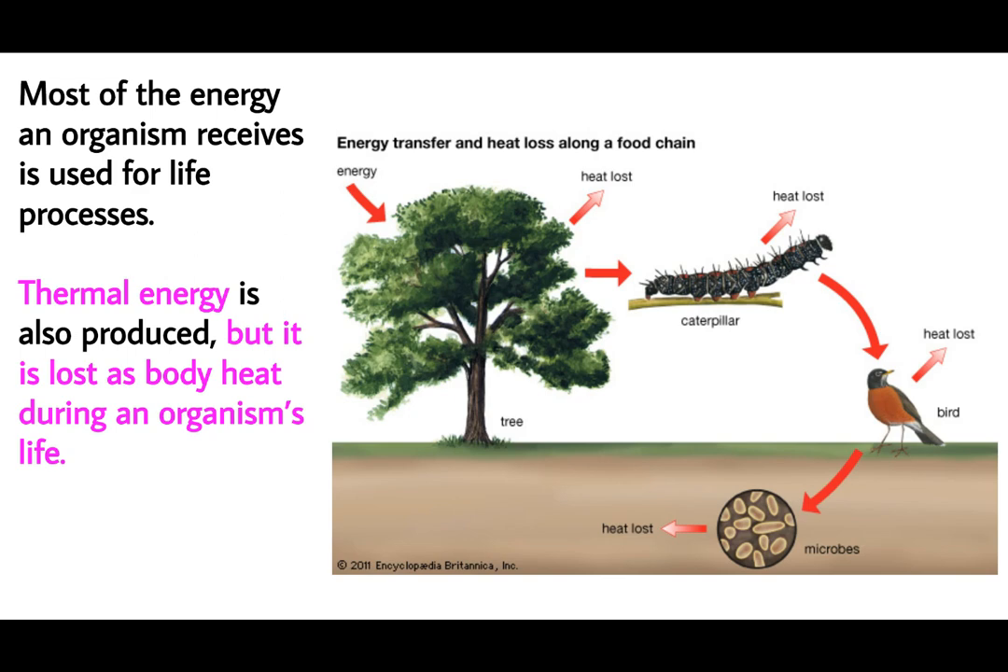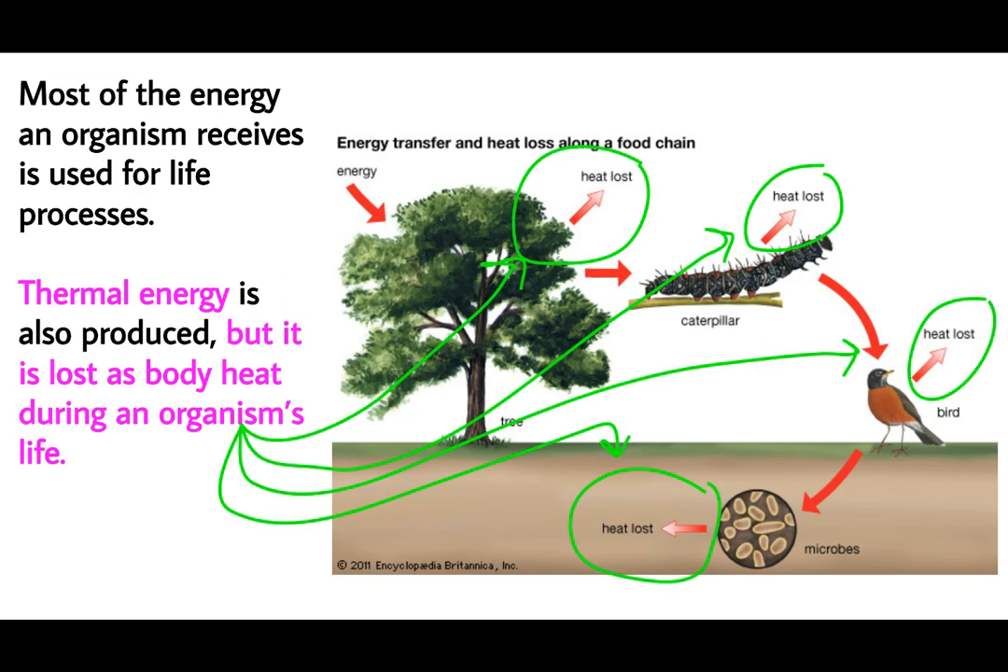So most of the energy for any organism that it receives is used for life processes, like I just said, movement, and other things like that. Movement in many forms, not just moving your body, but your heart pumping blood and your lungs, your diaphragm moving up and down to help you breathe. In that process, thermal energy is also produced, but it's lost as body heat during the organism's life. So you can see in every single instance, there's some amount of heat lost, and not really lost because it can't be destroyed, but it's given off to the environment.